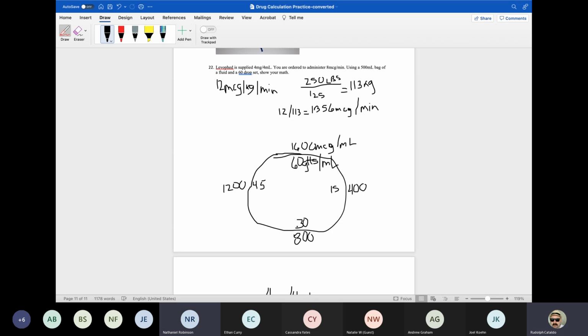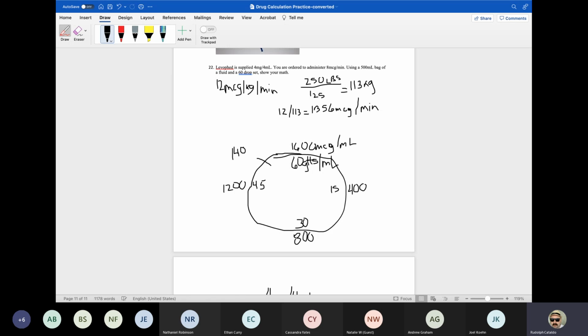Okay, now is where we're going to have to do a little guessing here. So if I need 1356, I've got 1200 and I've got 1600 on this clock. So I know it's somewhere in between there, somewhere in between 45 and 60 drops. If I was to split 1200 and 1600, what's the number that lies right in between them? 1400. Okay, so let's add 1400 to this. We'll add 1400 because it's a clock.